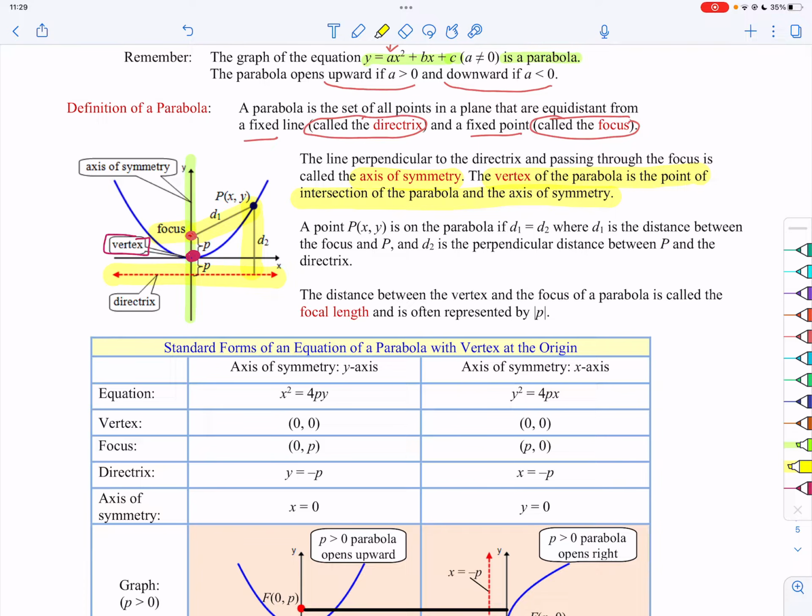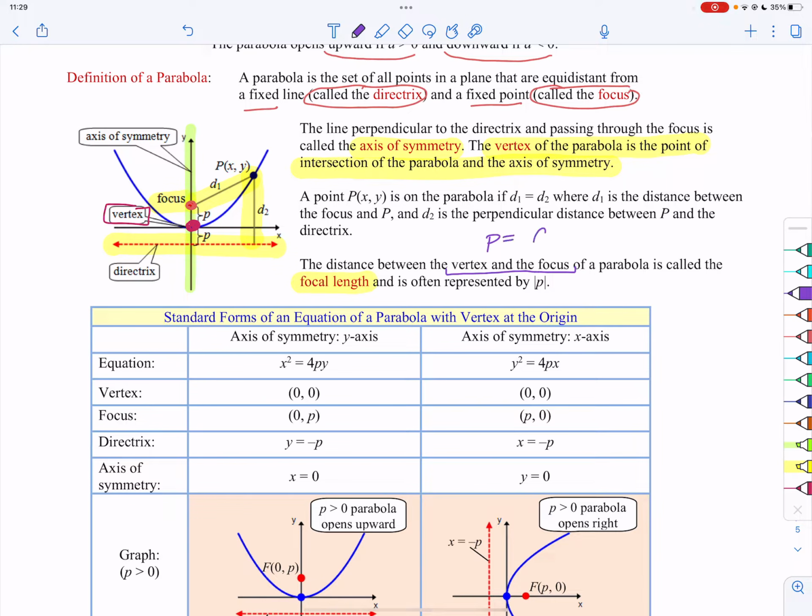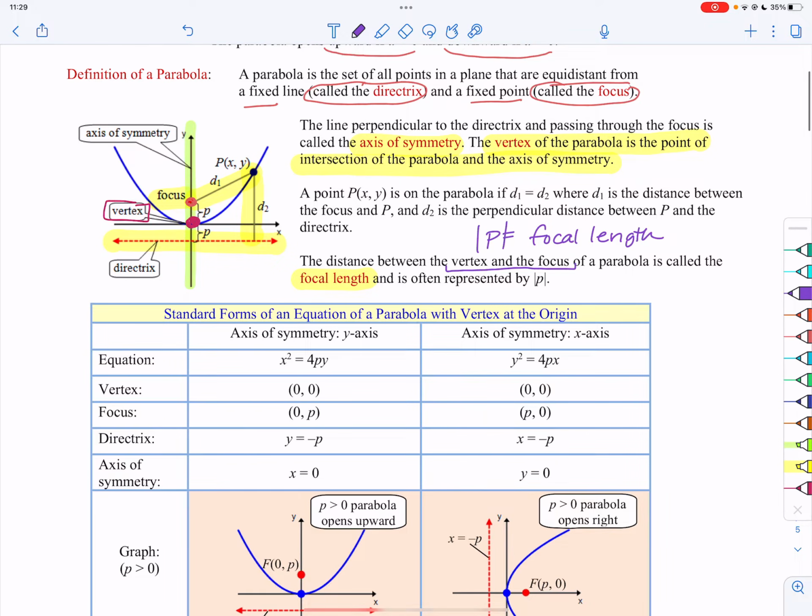The distance between the vertex and the focus of a parabola is called the focal length. Let's say that again. The distance between the vertex and the focus. So that would be this distance right here. I'm going to circle it and then I'll take this off. That distance is p. Okay? And that is called the focal length. And of course, we have to have the absolute value because distance is positive.